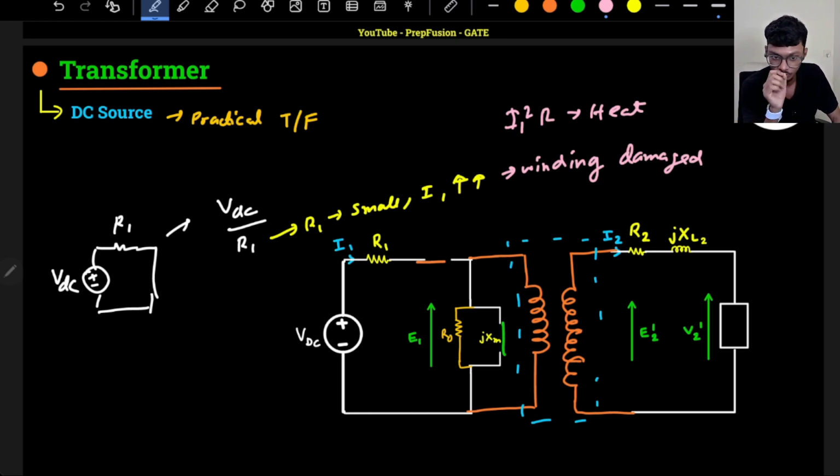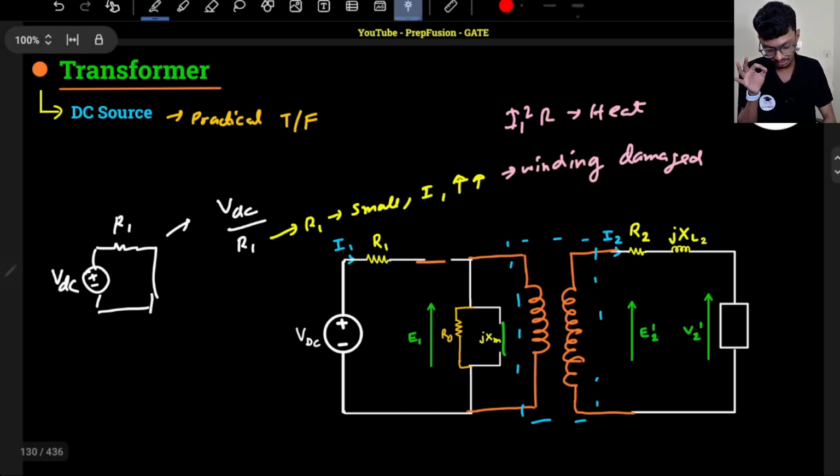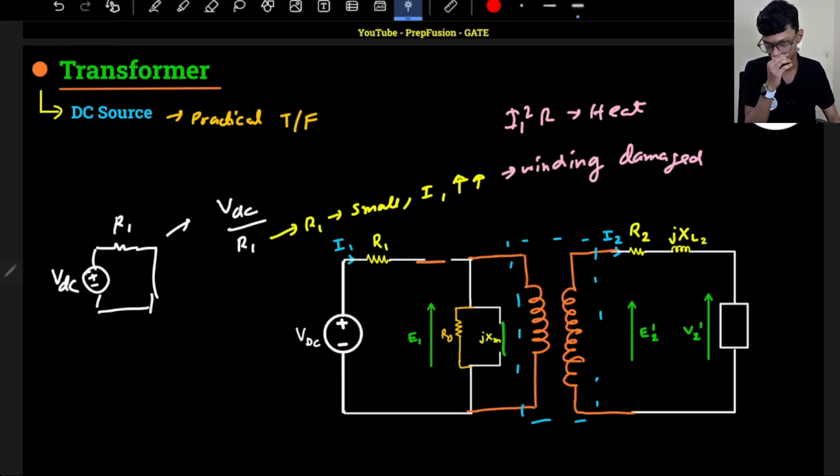I have told you all the cases, if it is practical, if it is ideal, all the cases. Whenever DC is there, try to solve with fundamentals. Don't use any formula or tricks. Don't remember the things. Try to solve fundamentally.